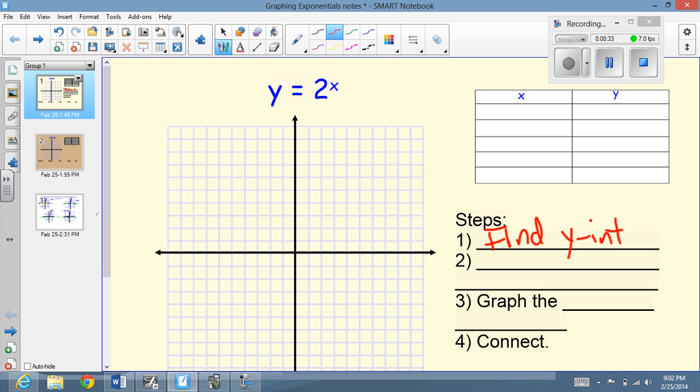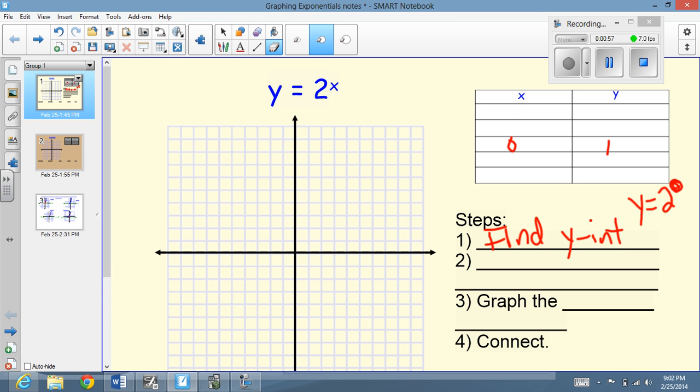So if I do set the x equal to 0, I get y equals 2 to the 0 power. Anything to the 0 power is equal to 1. Okay, this is a 0 here. Okay, so if my x is, actually I'm going to put it down here, 0, my y is equal to 1.